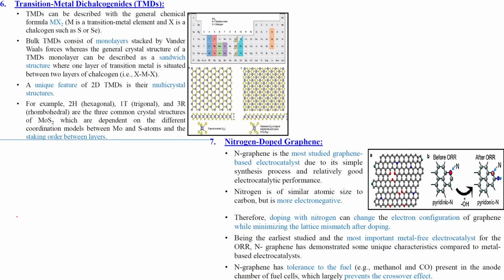Now coming on to the next one, which is transition metal dichalcogenides, which are TMDs. It can be described by the general chemical formula MX2, where M is a transition metal element and X is a chalcogen such as sulfur, selenium, tellurium. Okay, and these are the transition metals. So bulk TMDs consist of monolayers stacked by van der Waals forces, whereas the general crystal structure of a TMD monolayer can be described as a sandwich structure where one layer of transition metal is situated between two layers of chalcogen. So basically, one layer of transition metal M and two layers of chalcogens. So this is the structure basically.